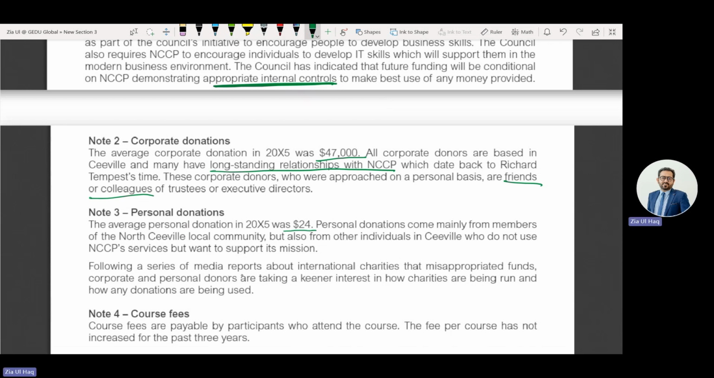Following a series of media reports about international charities that misappropriated funds, corporate and personal donors are taking a keener interest in how charities are being run and how any donations are being used. Due to bad publicity, like charities misusing the funds, our donors, either corporate or personal, are keenly observing how the charity is running, how they are using their donations.